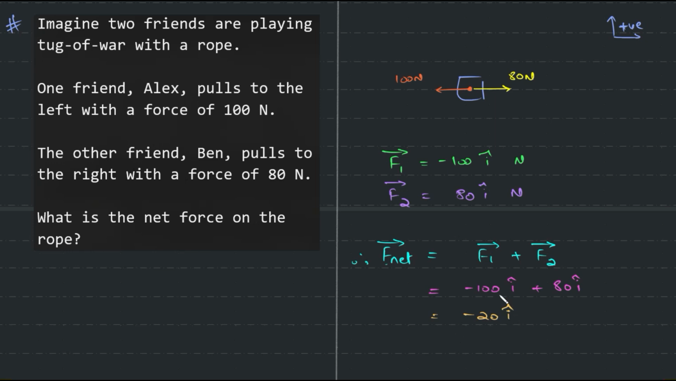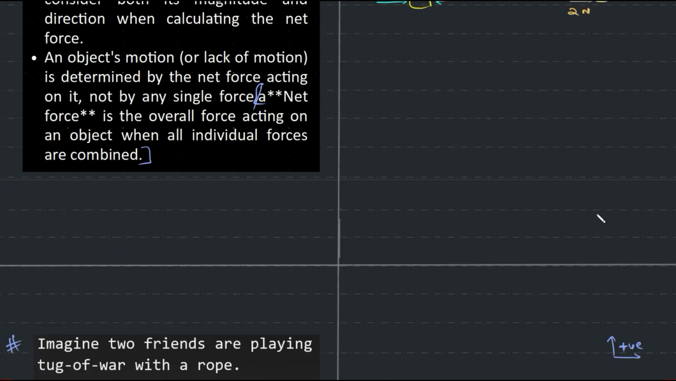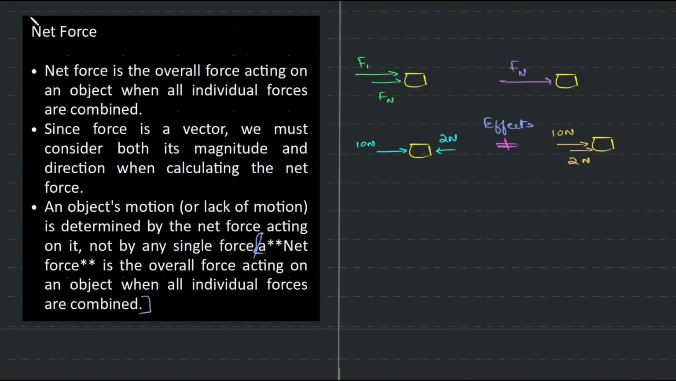Even in a complicated question, all you have to do is express the forces in component form and then add them. Right, guys? So this is your basic idea of net force. Net force is defined as the overall force acting on an object when all individual forces are combined.